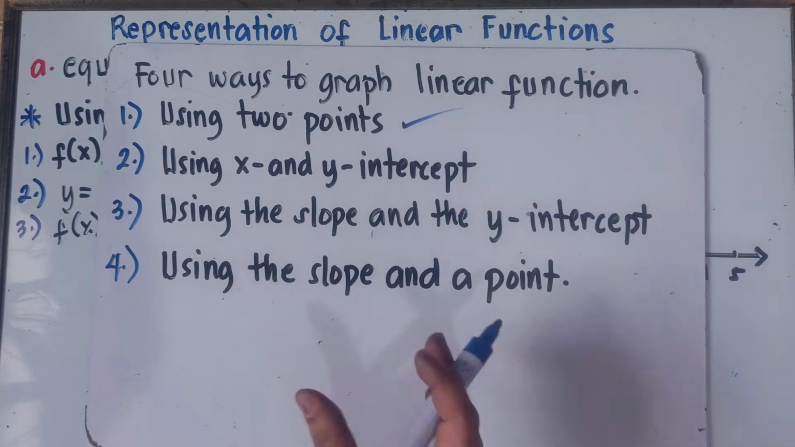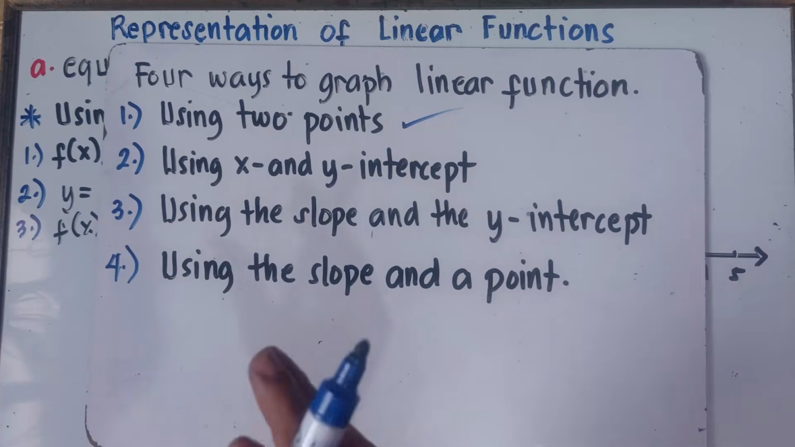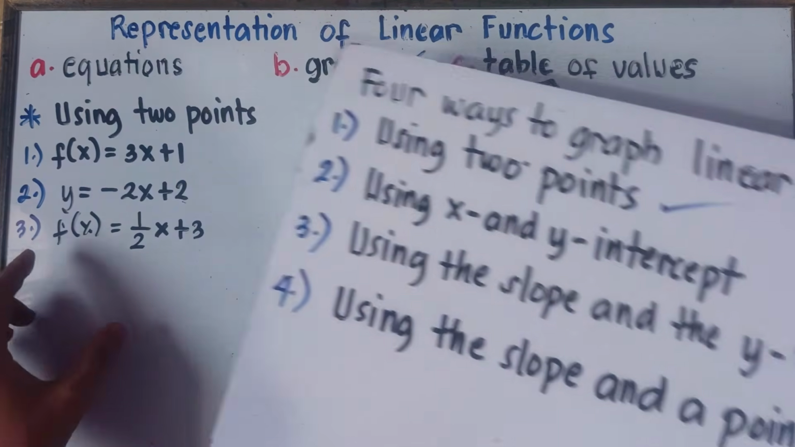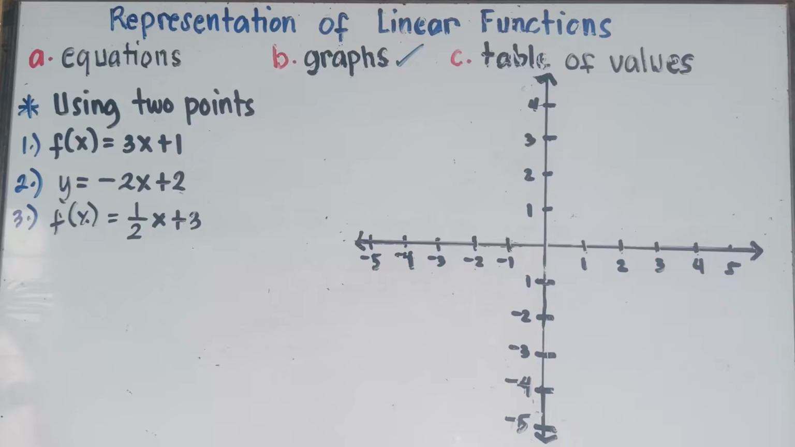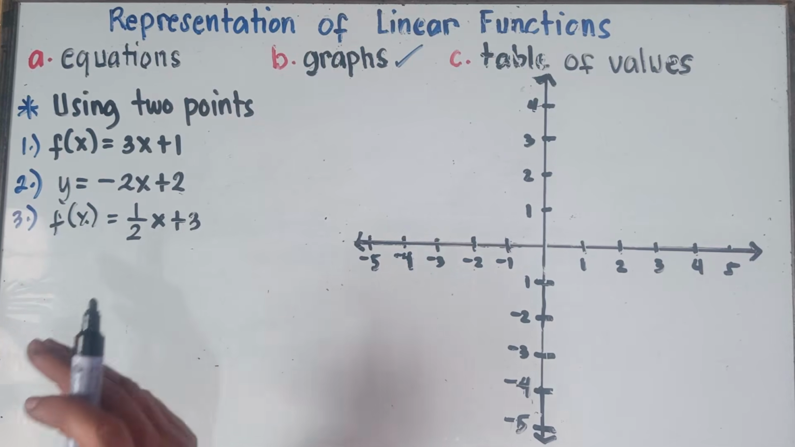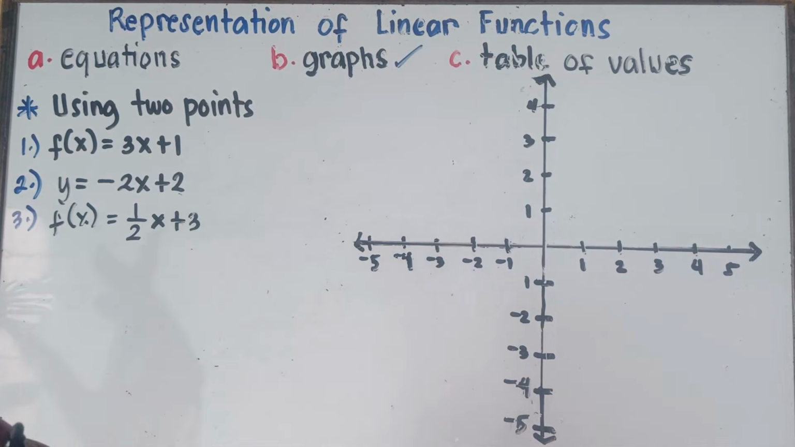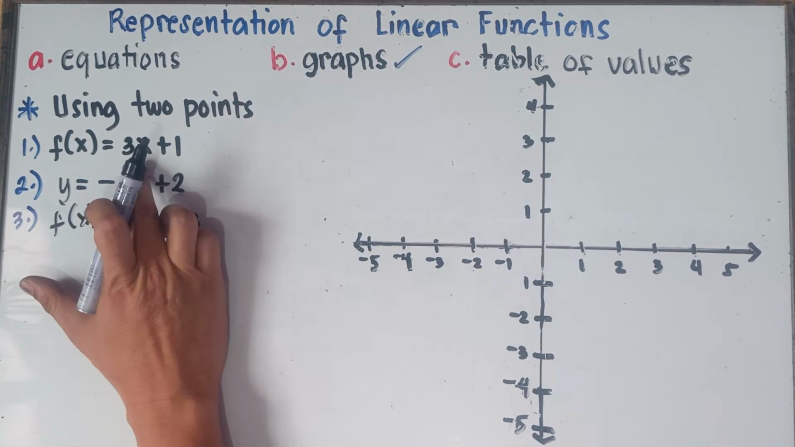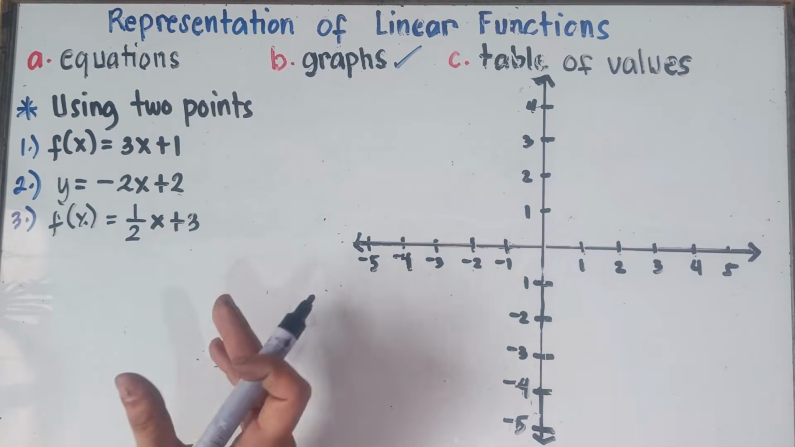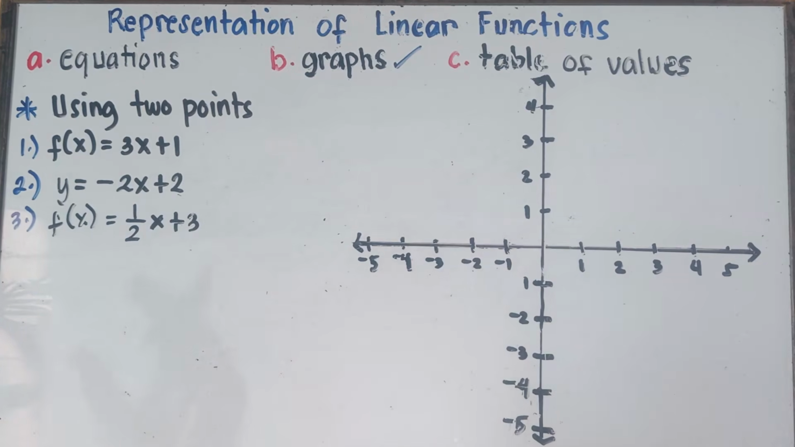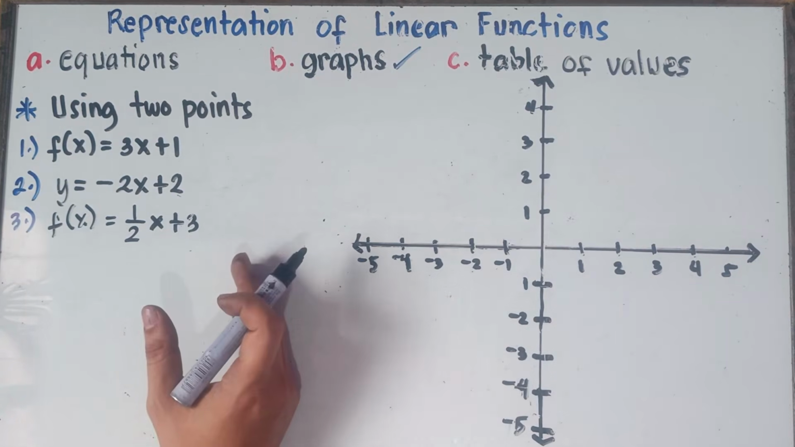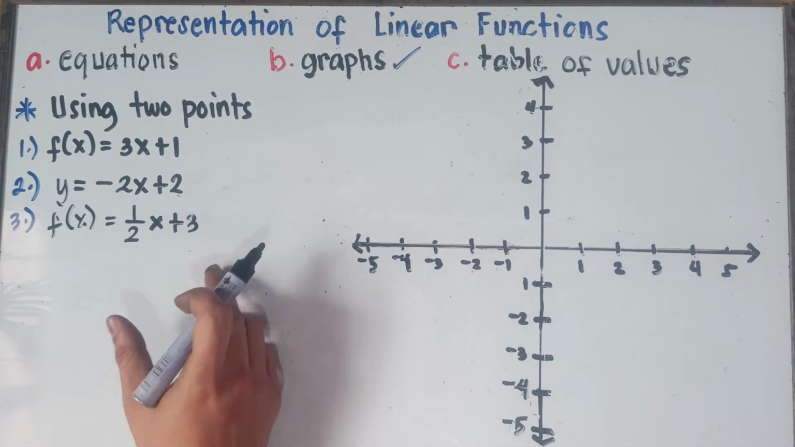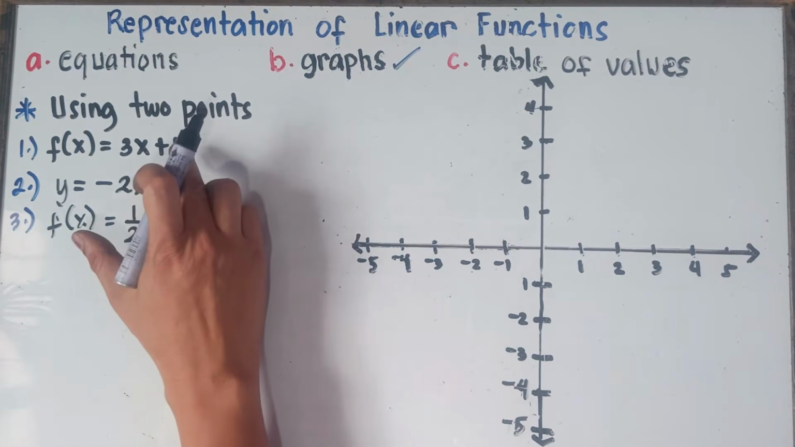Once again, class, in today's video, let's focus on using 2 points. I will give you 3 examples, class, for you to really understand this one. Now, to plot this using 2 points, you need to choose any value for x that you can substitute in this given equation. So it's better for you, class, to choose an easy number. To plot this on the Cartesian plane using 2 points, you choose any value for x that you can substitute in this given equation.